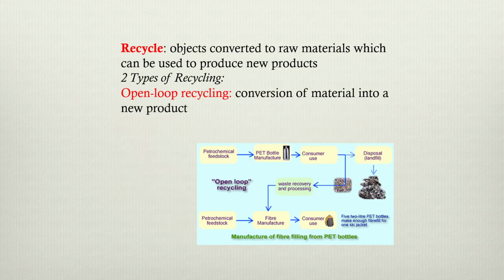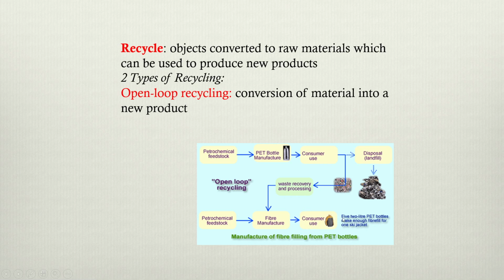Recycling is where we convert the raw materials back into the raw materials where they can be used to then produce newer products. There's open loop recycling, which is where you convert materials into a new product. So here's an example of open loop recycling. You have the petrochemical feedstock that creates PET bottles where they're manufactured. They're used by consumers. Now some of them, of course, are disposed in the landfill. But if they are recycled, they can be recovered and processed and manufactured into fibers using more petrochemical feedstock to have another use from consumers.